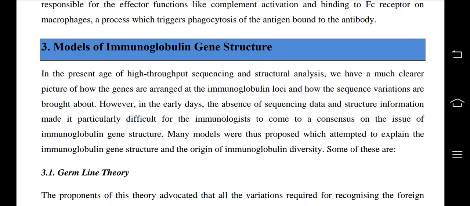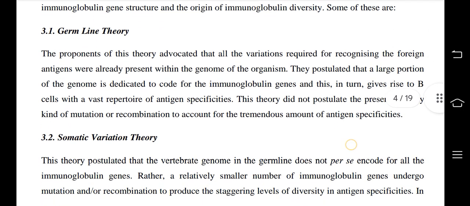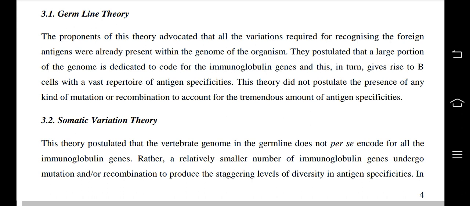Some of these are the germline theory. The proponents of this theory advocated that all the variations required for recognizing the foreign antigens were already present within the genome of the organism. They postulated that a large portion of the genome is dedicated to coding for the immunoglobulin genes, and this in turn gave rise to B cells with a vast repertoire of antigen specificities. This theory did not postulate the presence of any kind of mutation or recombination to account for the tremendous amount of antigen specificities.